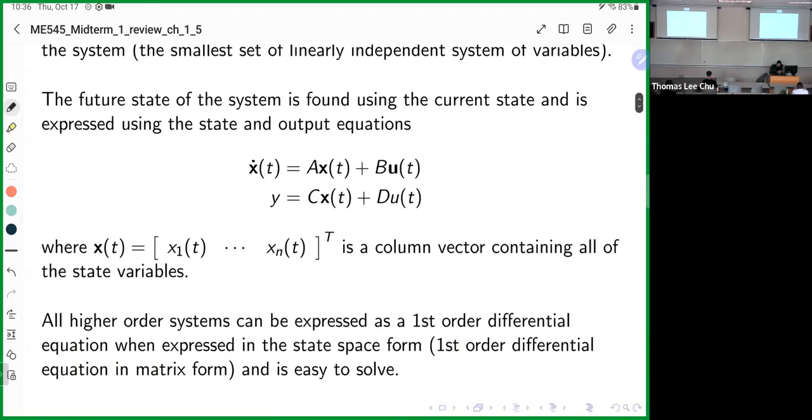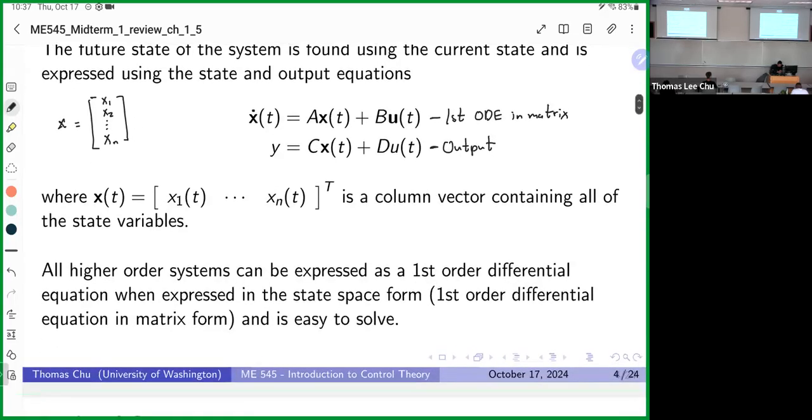Anyway, the future state of the system is found using the current state and is expressed using the state and output equations here. The reason why we like that is because we put this into a first order differential equation in matrix form, and the solution to a first order differential equation is easy to solve. This is our output equation. Think of x here as state variables x1, x2, all the way to xn. So when you take the derivative of it, you're taking the derivative of every single state variable.